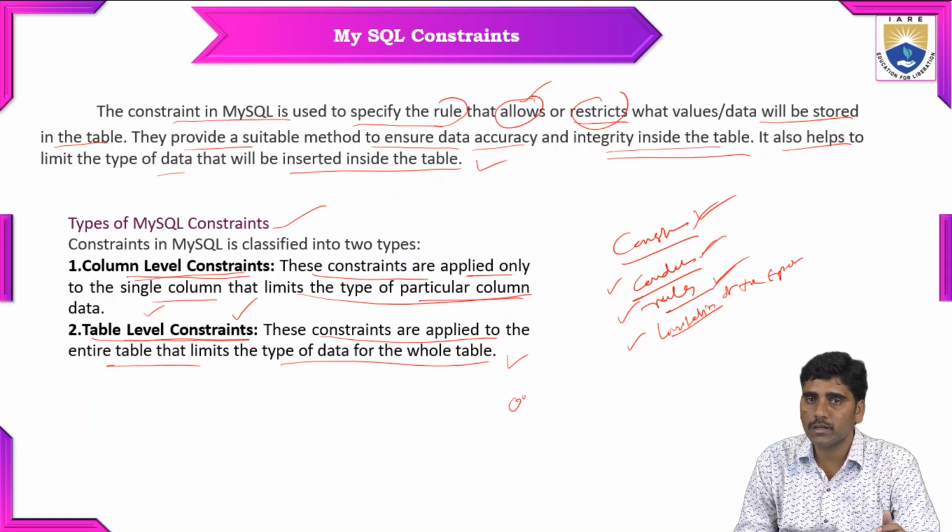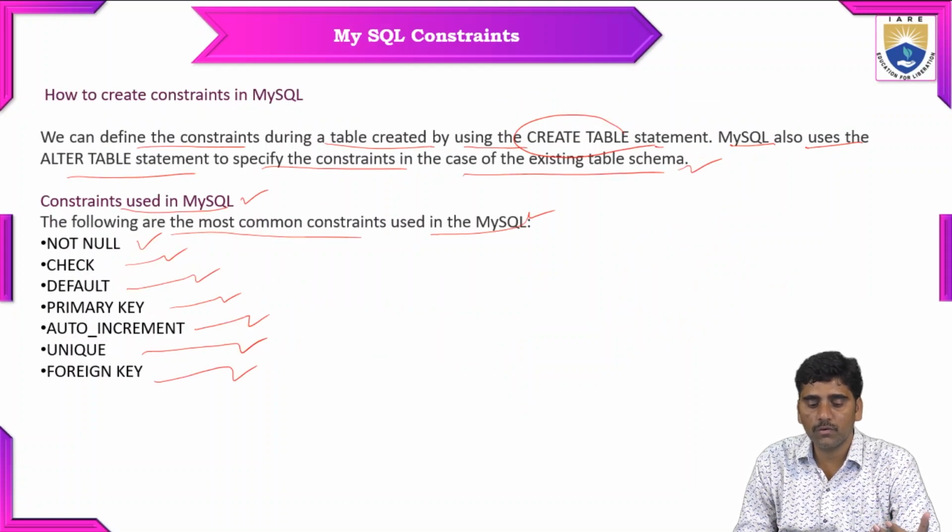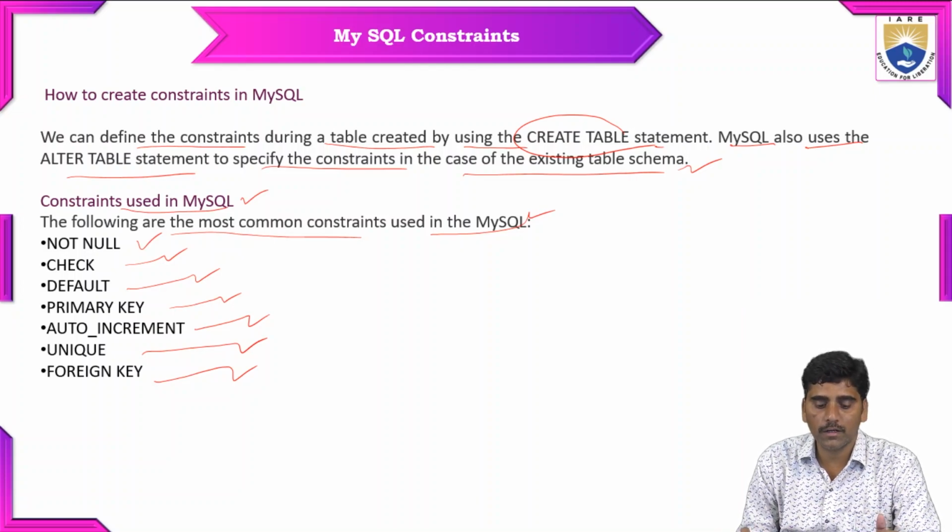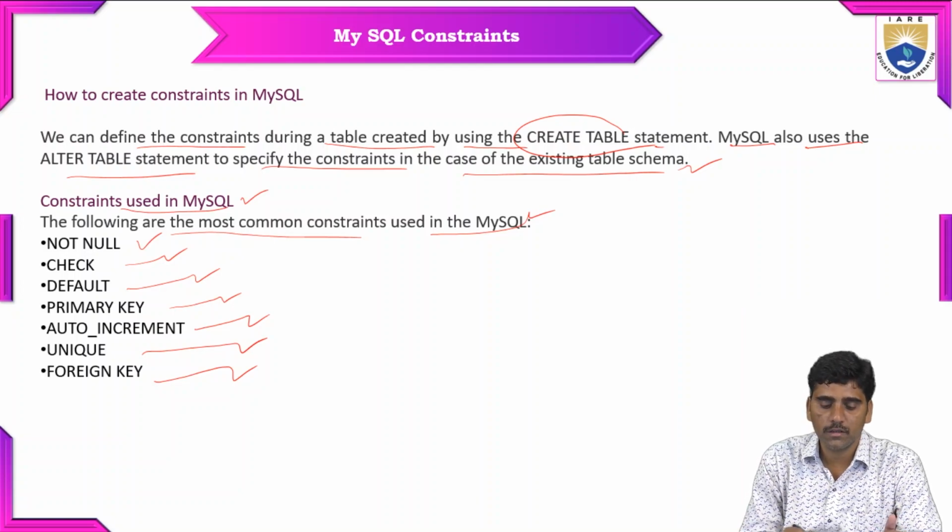Then it is called as what? Table level constraints. So here the first one, how to create constraints. We can create the constraints at the time of creating the table also. There are different types of constraints: not null constraints, check constraints, default constraints, primary key constraints, auto increment constraints, unique key constraints, and foreign key constraints.